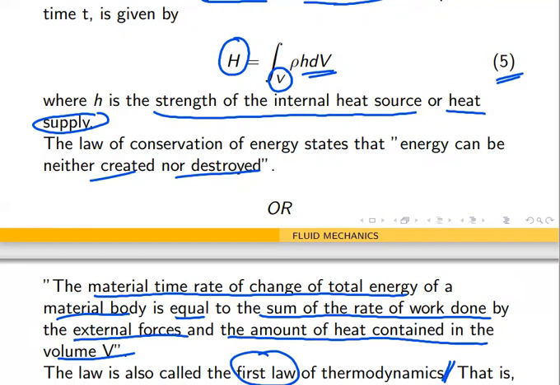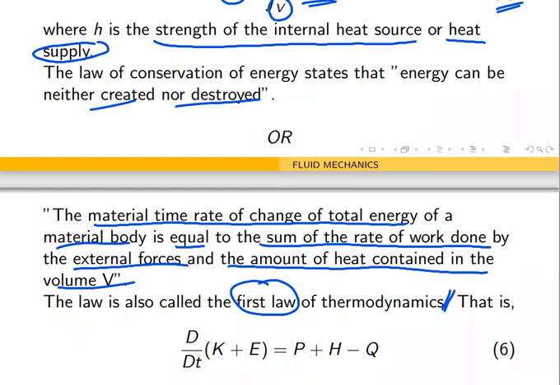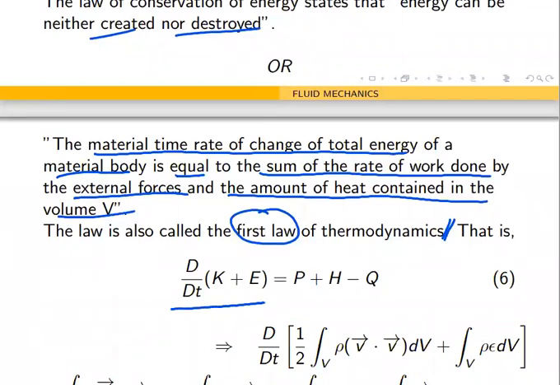So remember, what is the total energy we have taken? We have taken kinetic energy and internal energy, right? So the material time rate of change of total energy is d by dt of K plus E on the LHS. On the RHS, it is equal to what? The rate of work done, and the amount of heat contained in the volume, that is H, and minus Q. Why is it minus for Q? Because Q is the heat flowing out of the volume, so it is minus for Q. Let us call it equation 6.